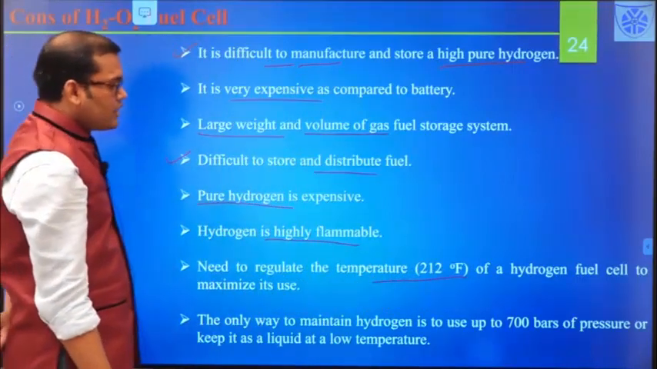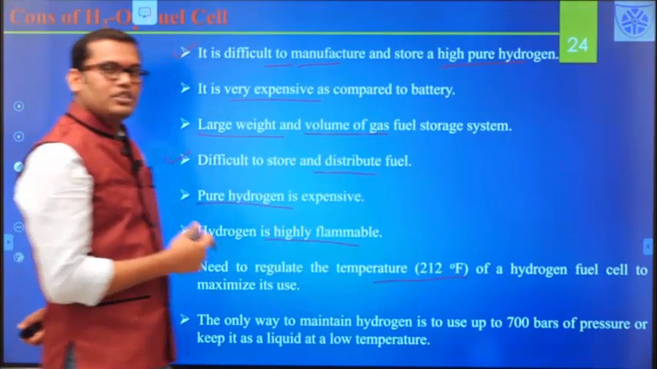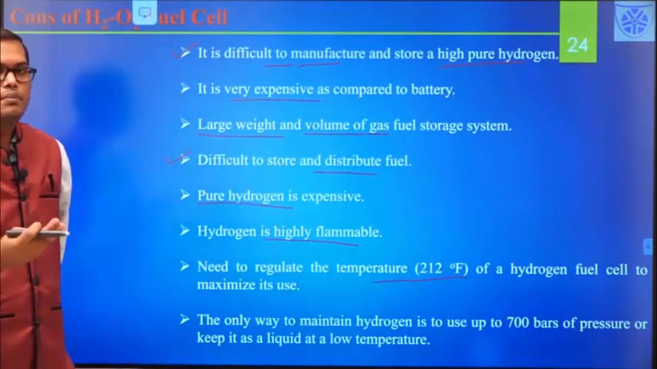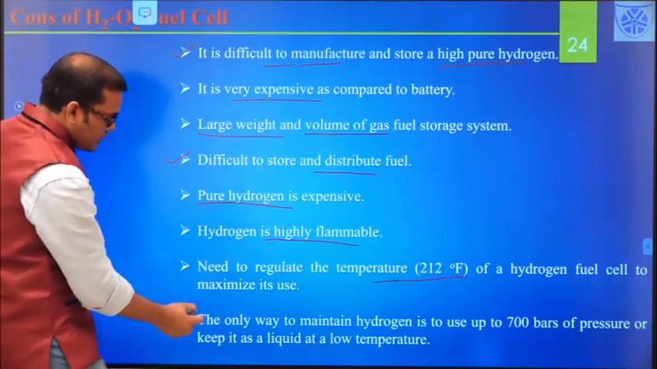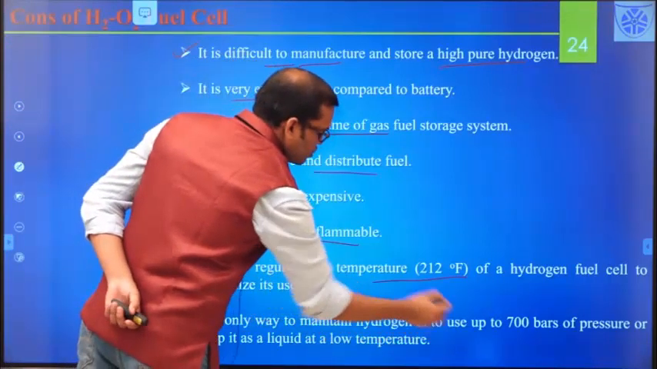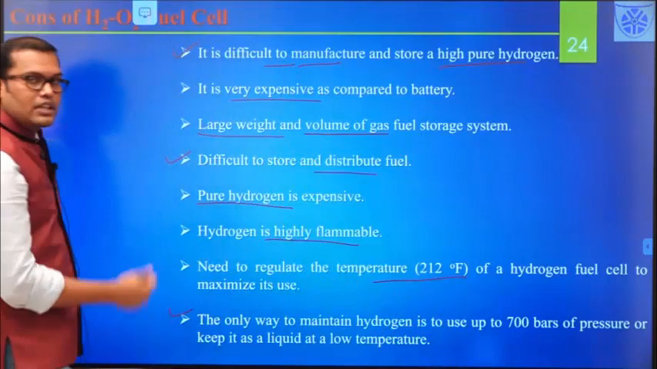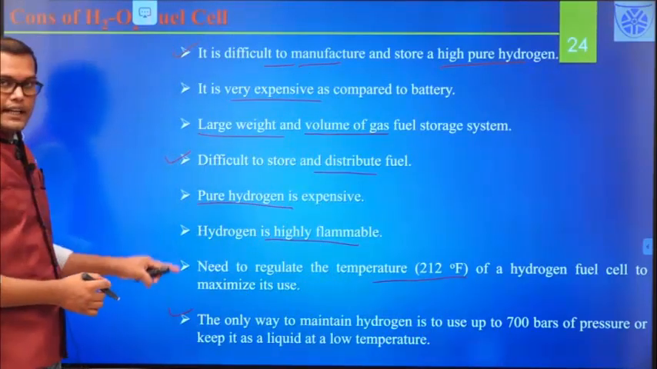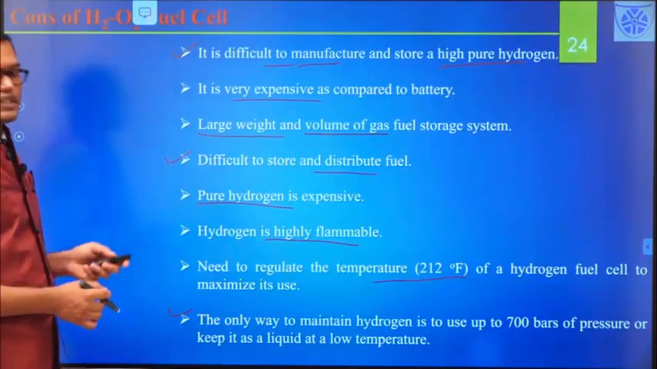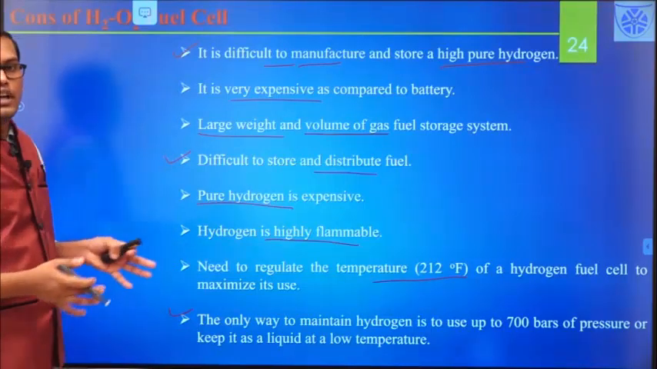So the hydrogen and all you are storing in a cylinder. That means you need to regulate the temperature and the pressure to properly maintain the system. The last point is that the only way to maintain hydrogen is to use up to 700 bars. That's what I told, the pressure and the temperature you need to maintain. So that is quite complicated in case of these fuel cells, maintaining temperature and the pressure simultaneously.